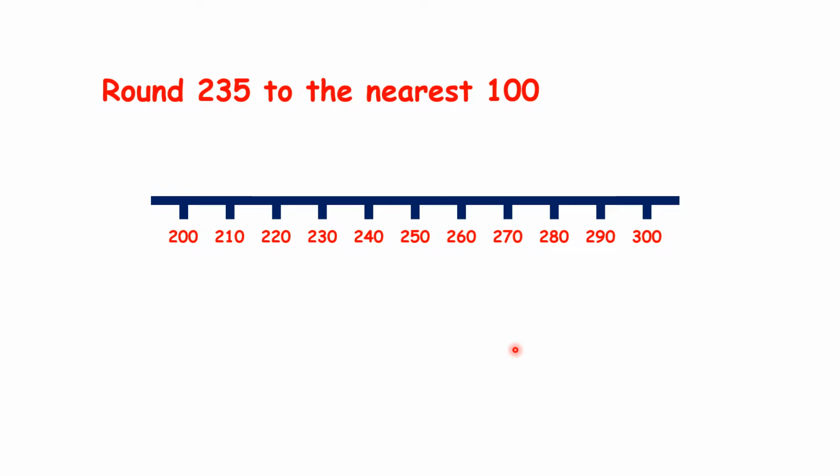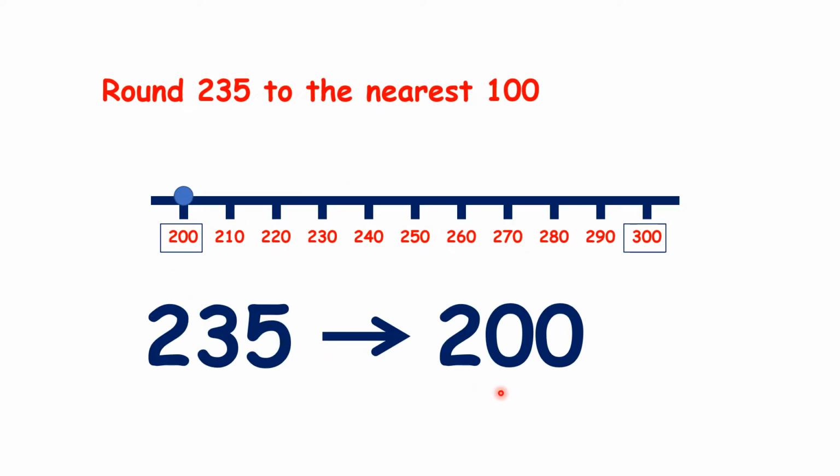Here we need to round 235 to the nearest 100. We can see on this number line that 235 is nearer to 200 than to 300. So we go back and it rounds to 200. And even if we didn't have a number line, because the tens digit is a 3, we know we have to round down for this question.